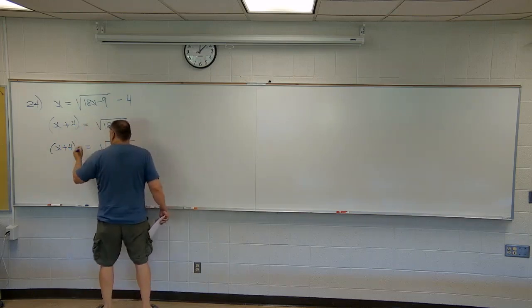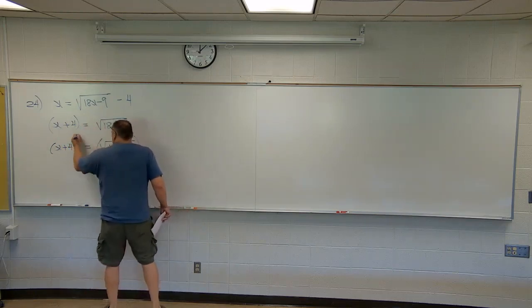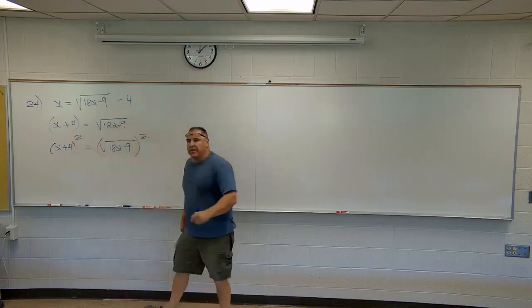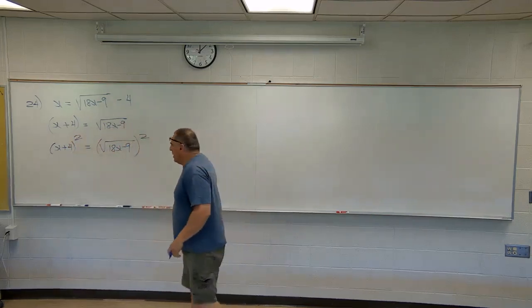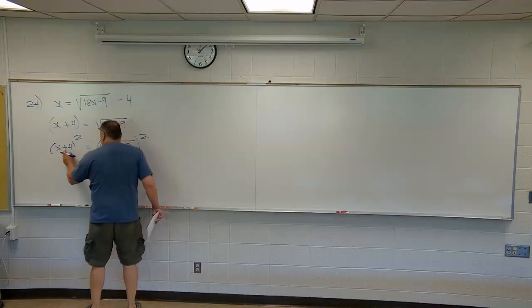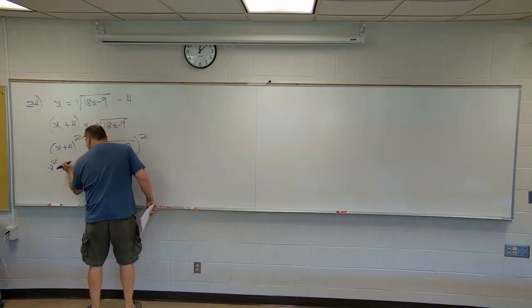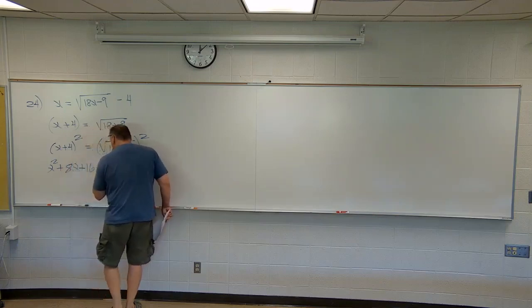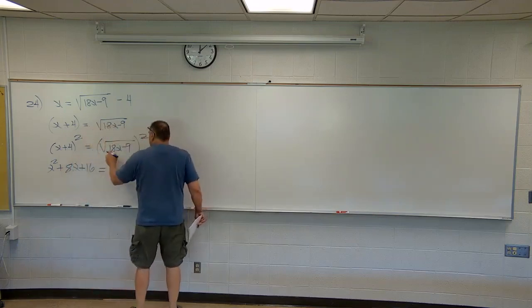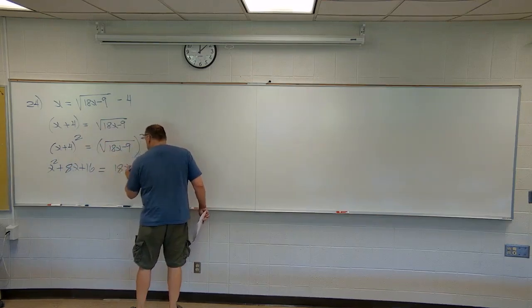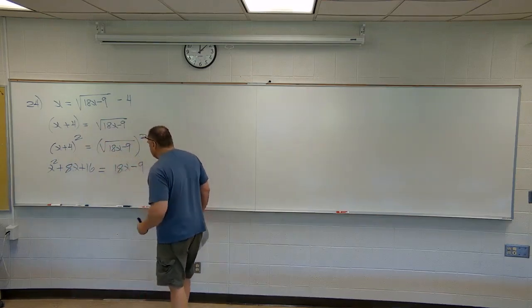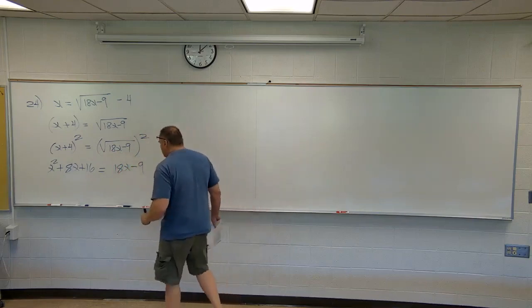Here we go. If two things are equal, they will remain equal if you do the same thing on each side of the equation. If you take the quantity x plus 4 and multiply it by the quantity x plus 4, you get x squared plus 8x plus 16 equals the square root of something squared. You get that right there.